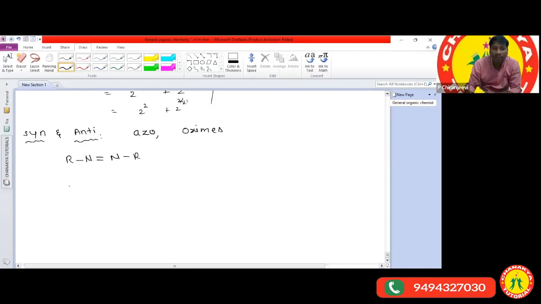Now first we can check it here. If I write a structure, for example, N double bond N, each nitrogen atom has one lone pair of electrons. R may be an alkyl group or an aryl group. And one more structure I am writing, N double bond N, here R, here R. So this one and this one.